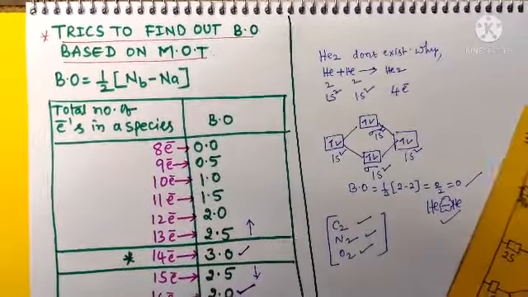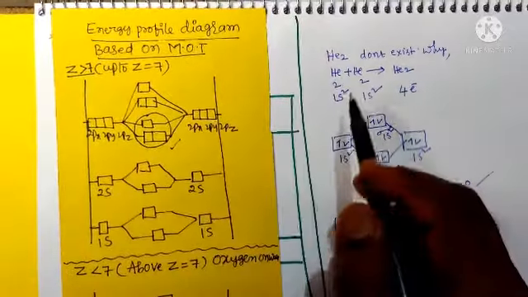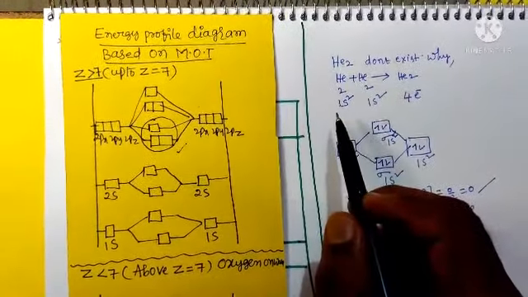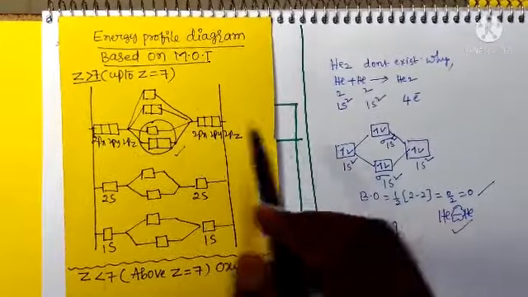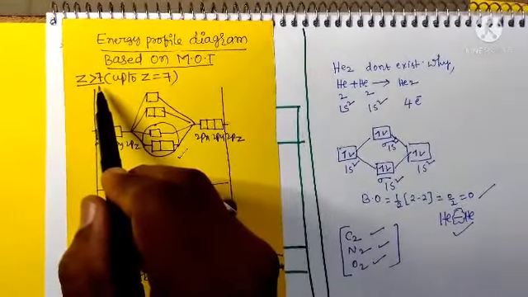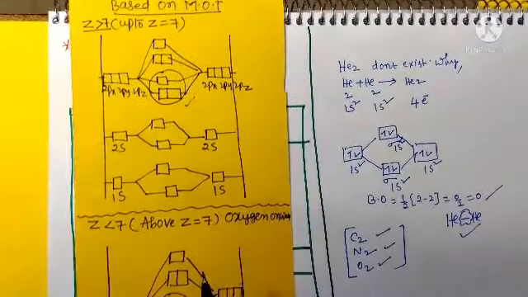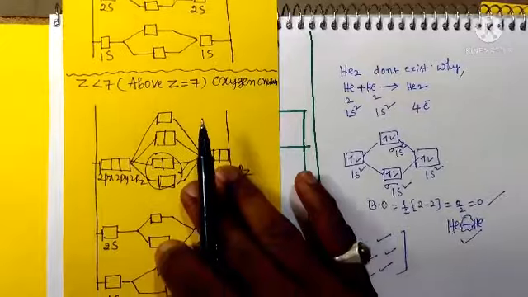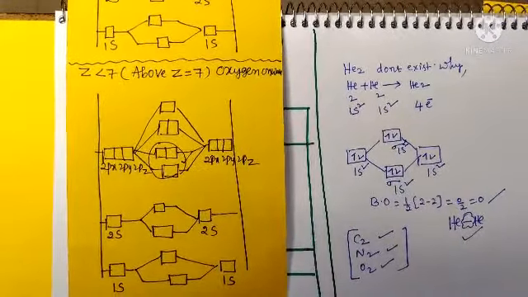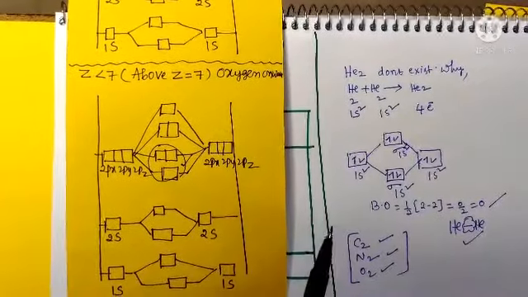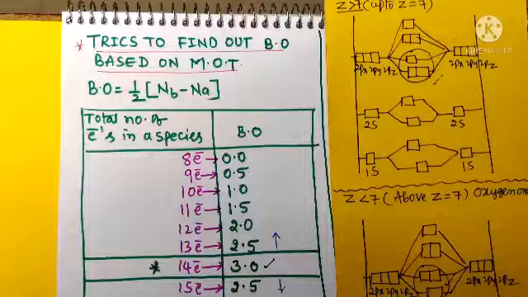Here, to find out the bond order of any species containing less than 20 electrons, we compulsorily want one energy profile diagram. This is the energy profile diagram. Based on the energy profile diagram, for species having less than 14 electrons and more than 14 electrons, that is up to atomic number 7 and above 7, with the help of this energy profile diagram, we can easily find out its bond order.